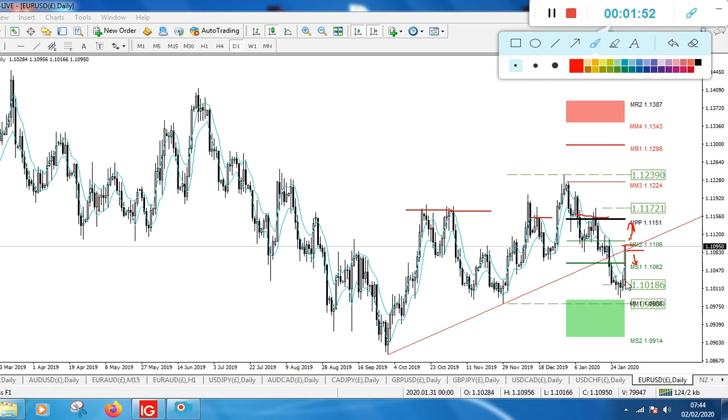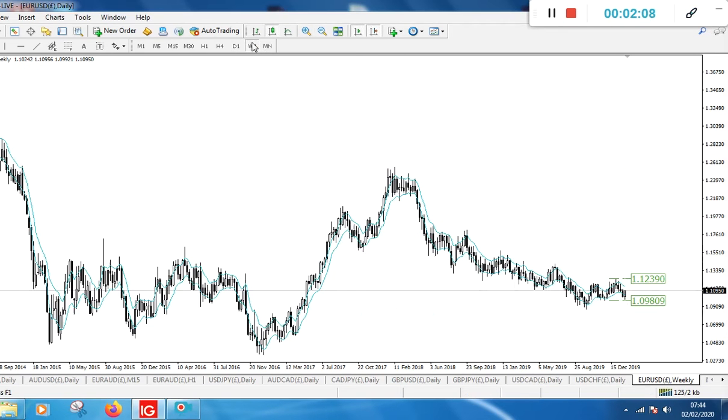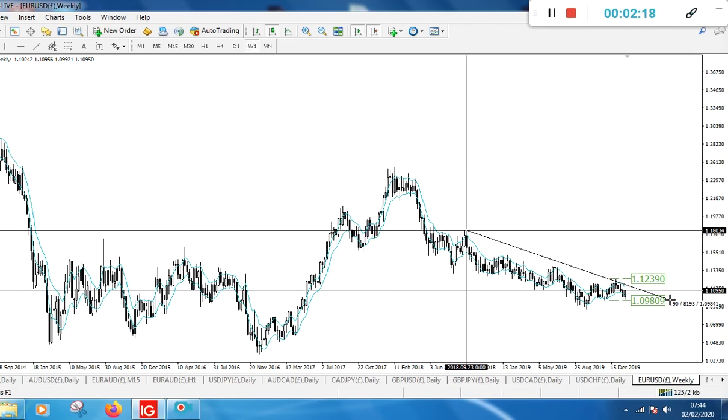Excuse my drawing. Let's look at the bigger time frames. Let's look at the weekly charts. Yeah, certainly it's more down than it is up. So we draw the trend line. There's a bit of a trend going on here, to be honest.